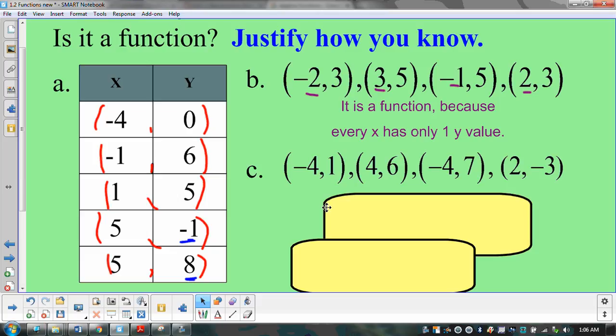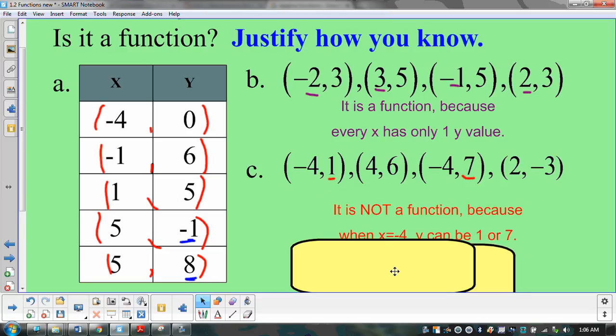Look at letter C now. Does every x have only one y? If you caught on that it's not a function, can you tell yourself which x value makes it fail? When x is -4, how many y's does it have? It could be 1 or it could be 7. Because the x repeats, -4, -4 here, that means it is not a function. Because when x is -4, the y can be a 1 or a 7. It does not pass the rule.